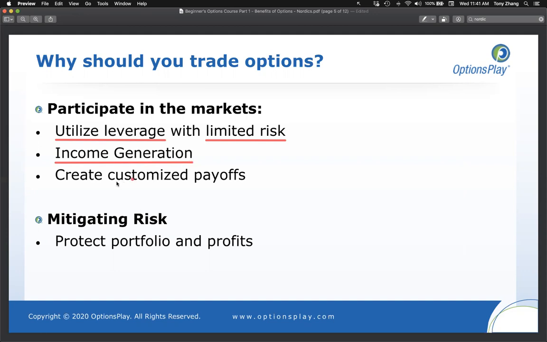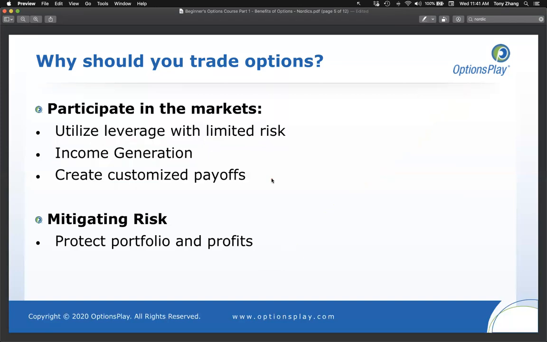And lastly, creating customized payoffs. What do I mean by that? When you trade a stock, there's really only two payoffs. You either buy the stock and the stock goes higher and you make money, or the stock goes lower and you lose money. So it's a very simple payoff graph, right? If the stock goes higher, you make money. If it goes lower, you lose money.